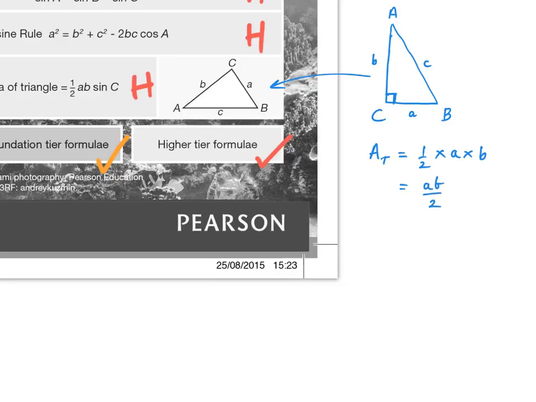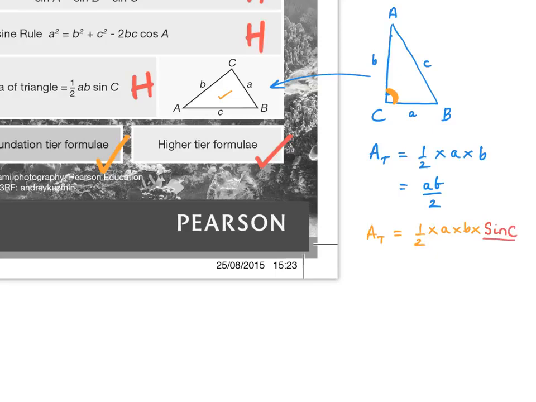But in this diagram here for the higher paper, what we've got to think about is that this angle may not necessarily be a right angle, okay? So if this wasn't a right angle, then the area of the triangle would be really similar to what we had if it was a right angle. So we'd have a half times A times B, but all we're doing is timesing by this correcting factor, which is called the sine of C in this case.